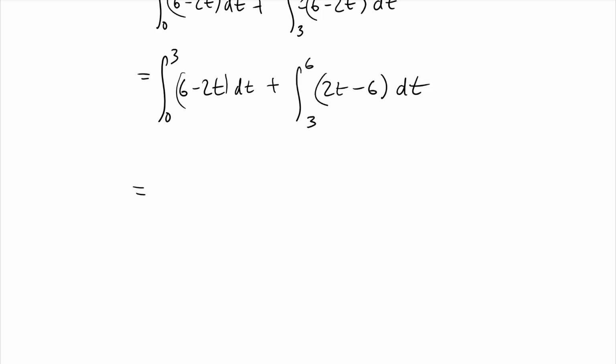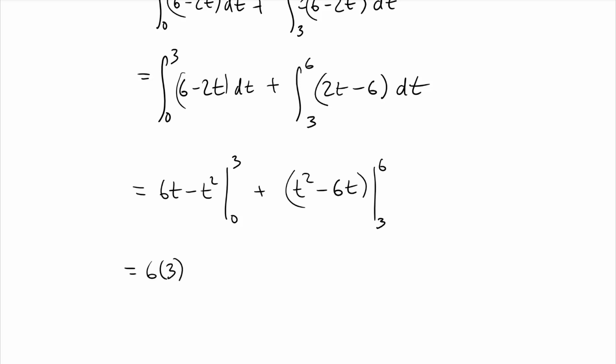So the antiderivative of 6 is 6t. The antiderivative of negative 2t is negative t squared, evaluated from 0 to 3. Now we're going to add to that t squared minus 6t for this part, evaluated from 3 to 6. Let's get it. So we have 6 times 3 minus 3 squared minus 0. 0's the best.